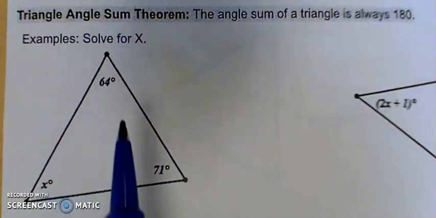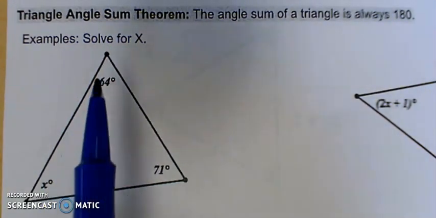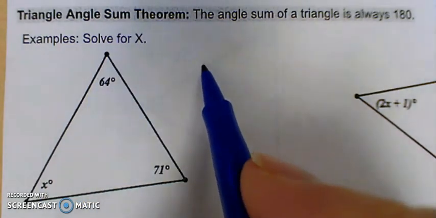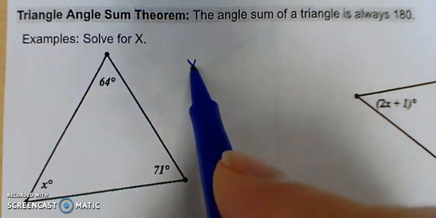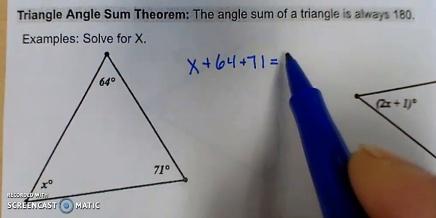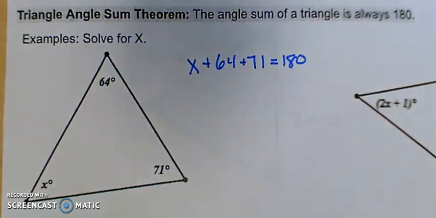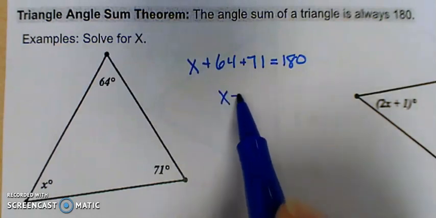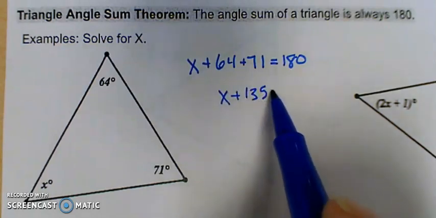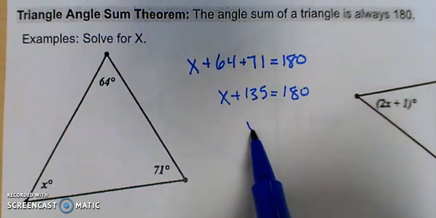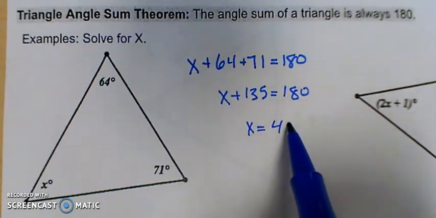So here we have a triangle with a 64, 71, and an x. So I'm going to use the triangle angle sum theorem to say that x plus 64 plus 71 has to equal 180 degrees. Put your like terms together. X plus 135 would equal 180, and if I subtract the 135, I find that x is equal to 45.